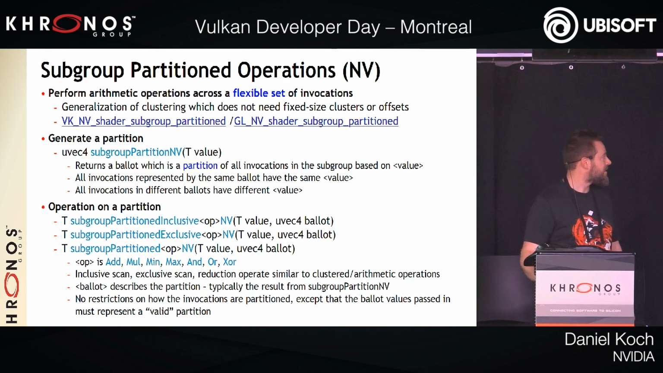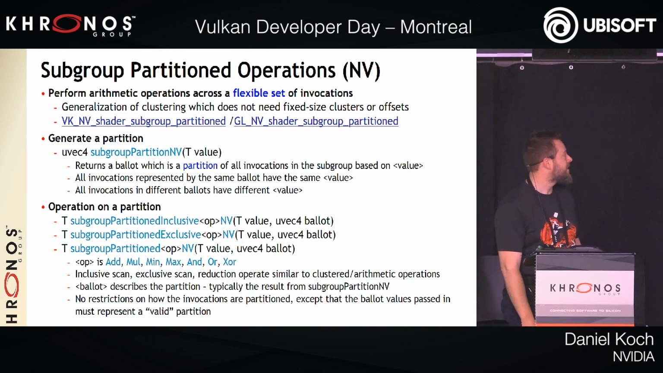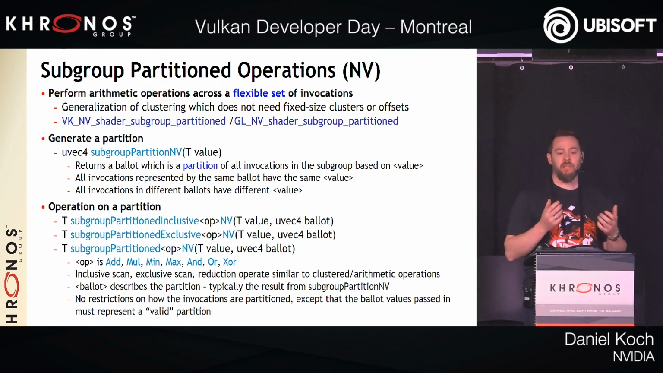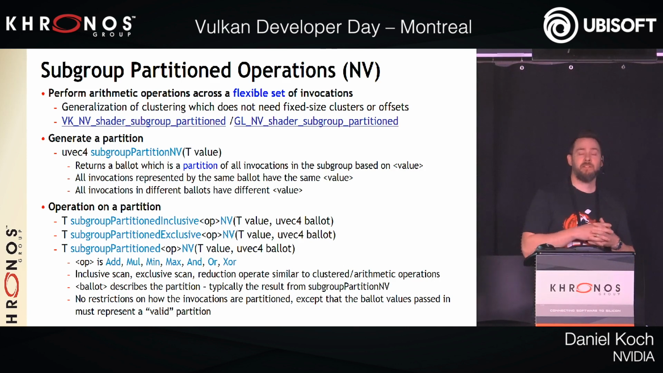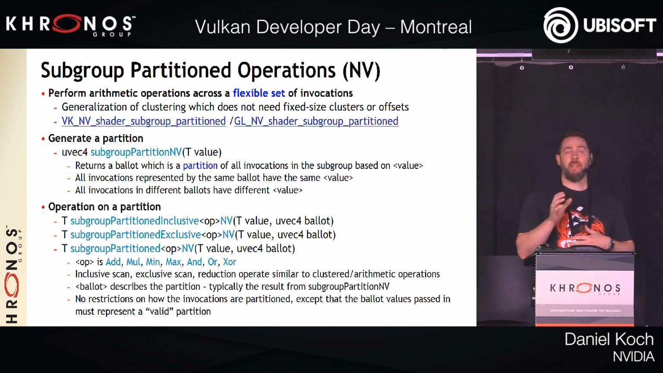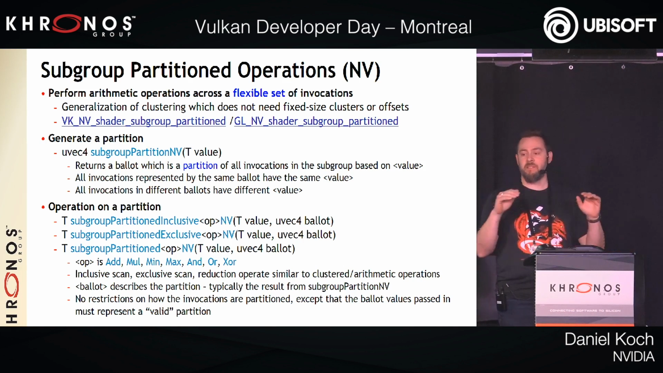And so those are all the built-in operations. There's one additional operation, in a new extension that Nvidia has recently released: subgroup partitioned operations. So what is this? This allows you to do arithmetic operations across a flexible set of invocations. It's a generalization of the clustered ones, except it doesn't need to have a fixed size cluster or partitioning. So you can generate a partition. There's a subgroup partition NV function, which returns a ballot of all the threads for which that particular value is the same in all the invocations.